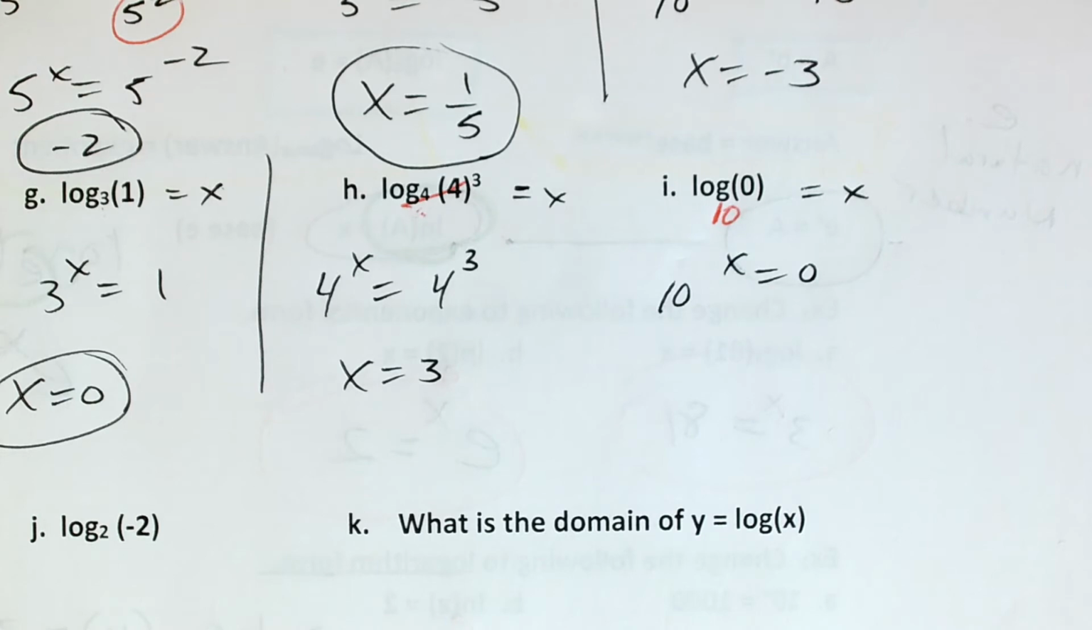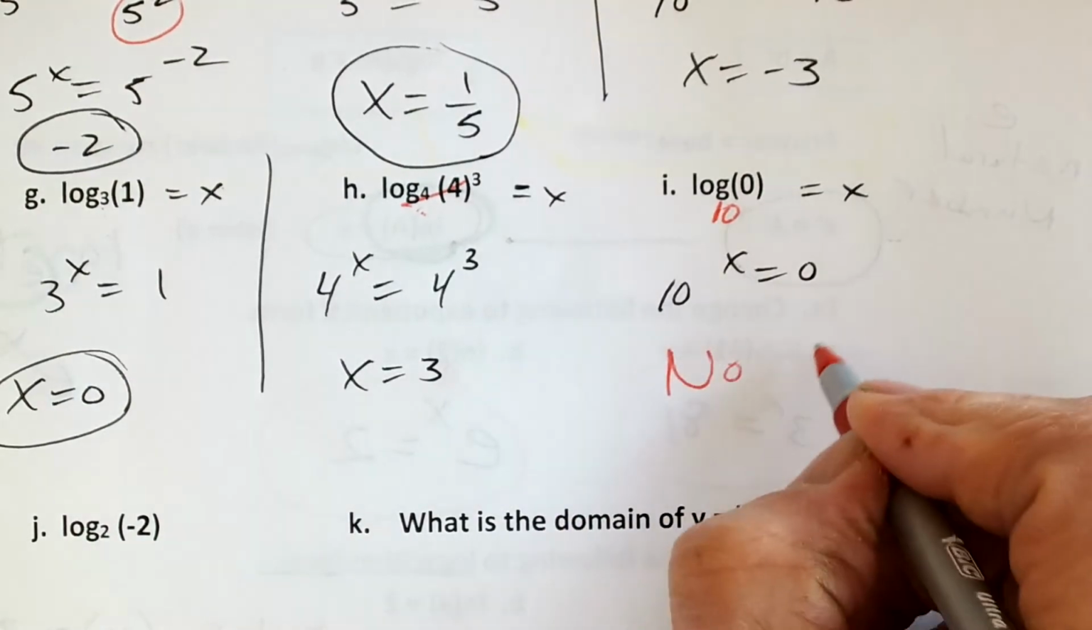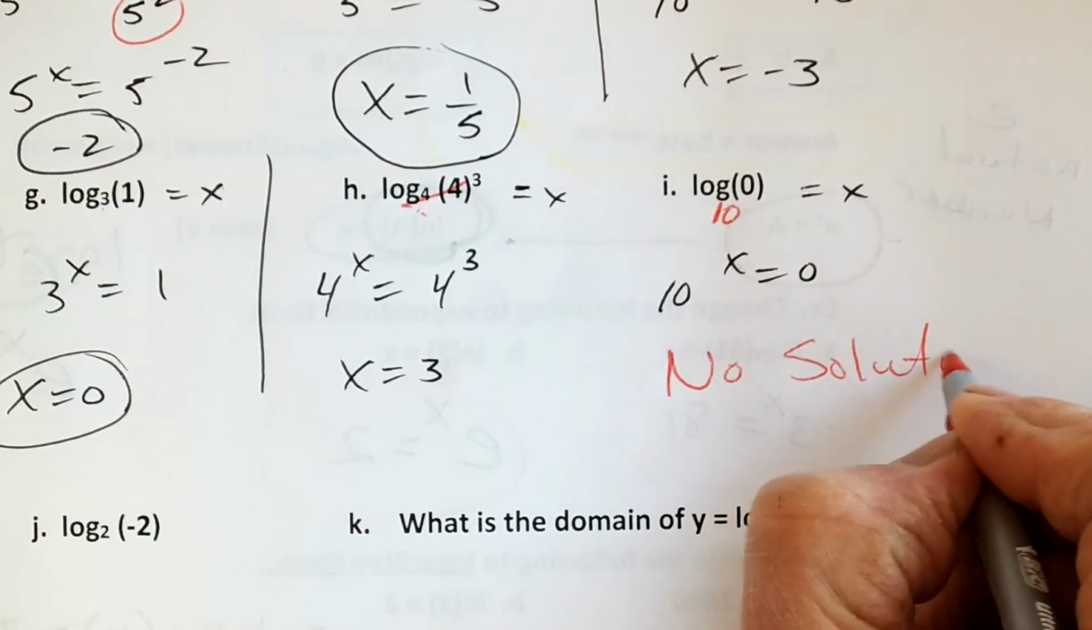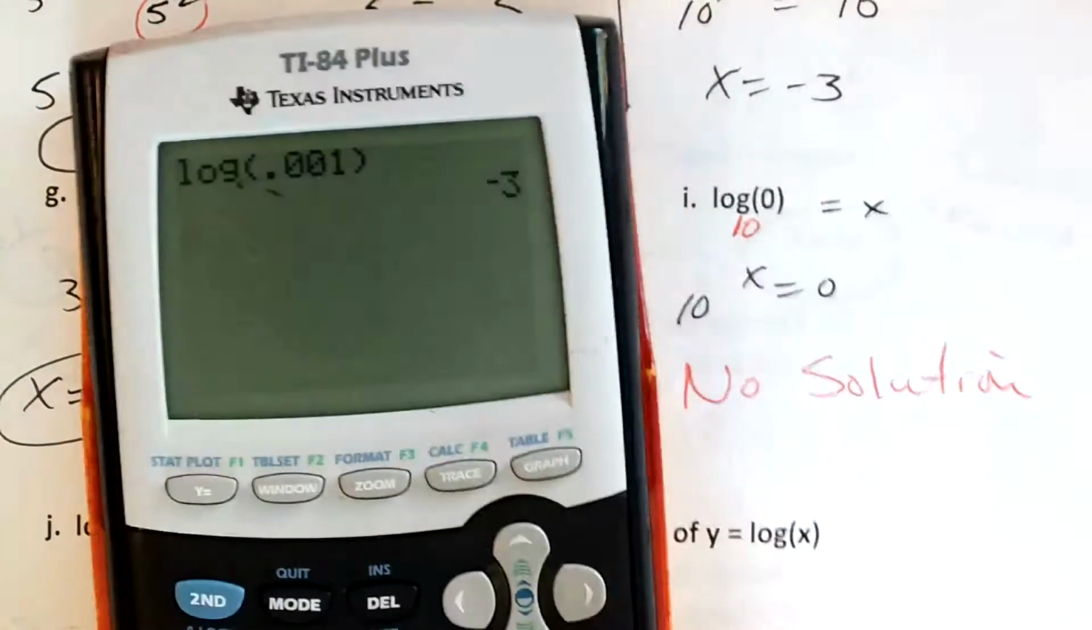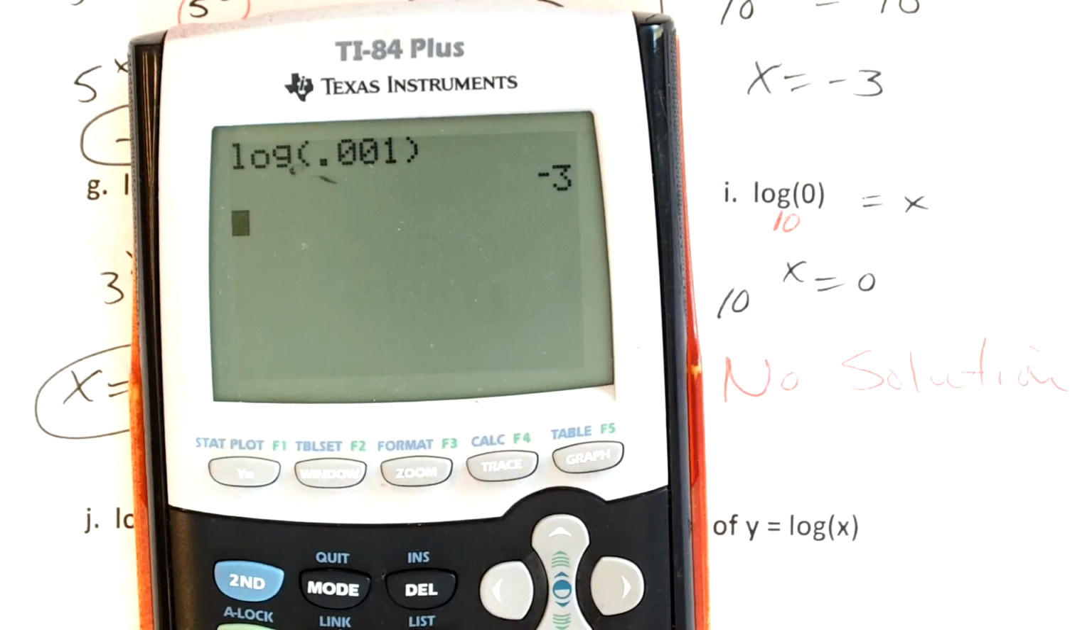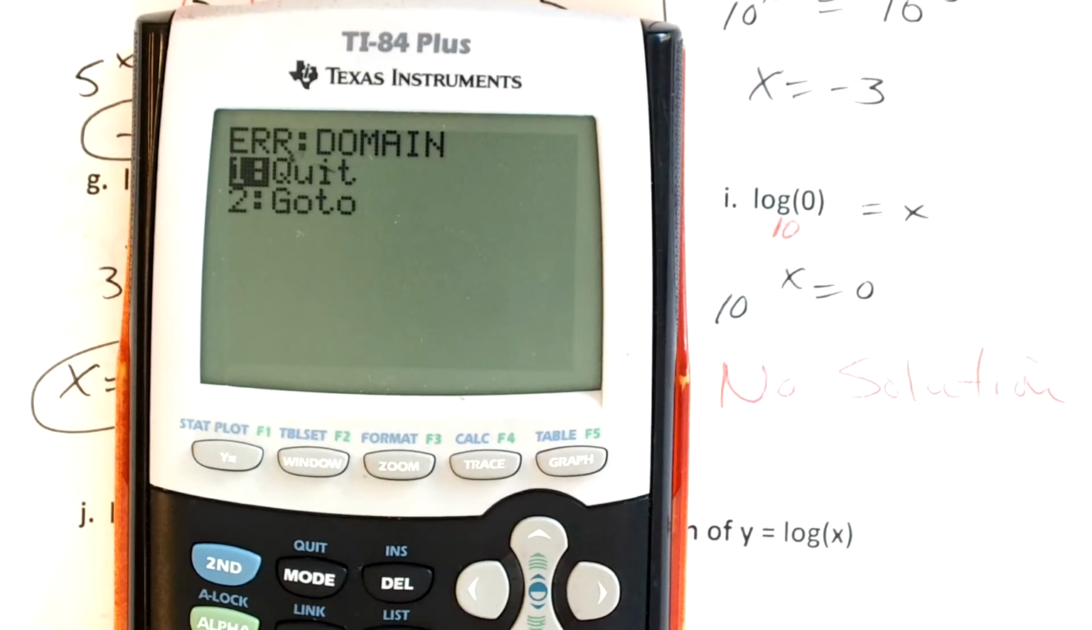Impossible. Impossible. No solution. In fact, I could probably try it on my calculator. Let's try log of 0. Let's see what it says. No, domain error. Now, why is that?